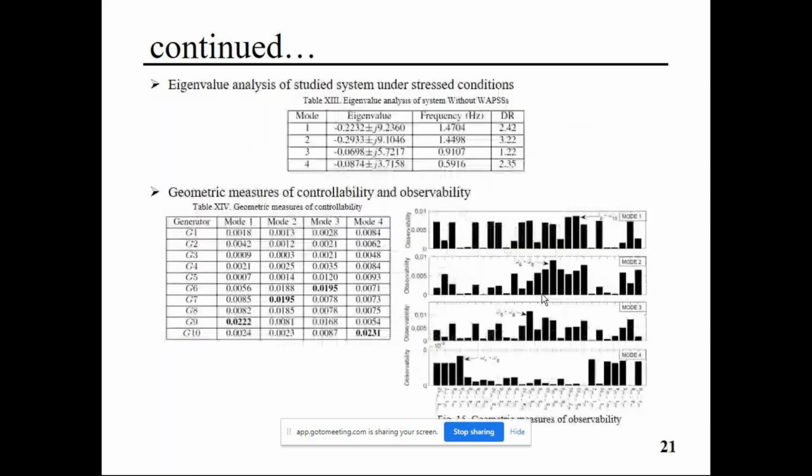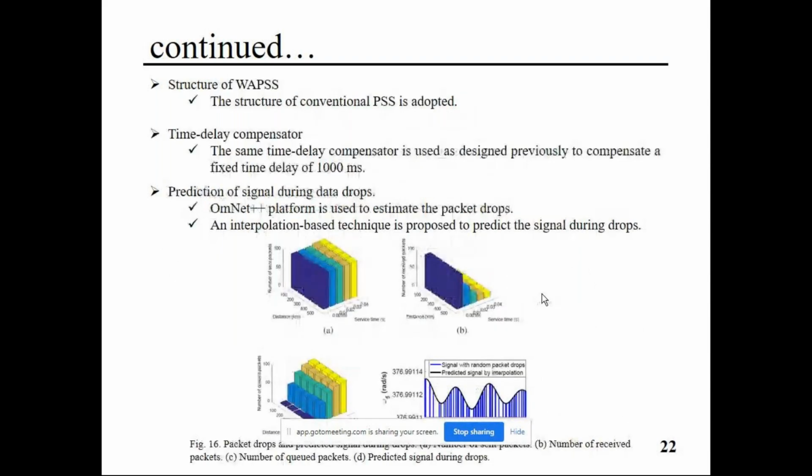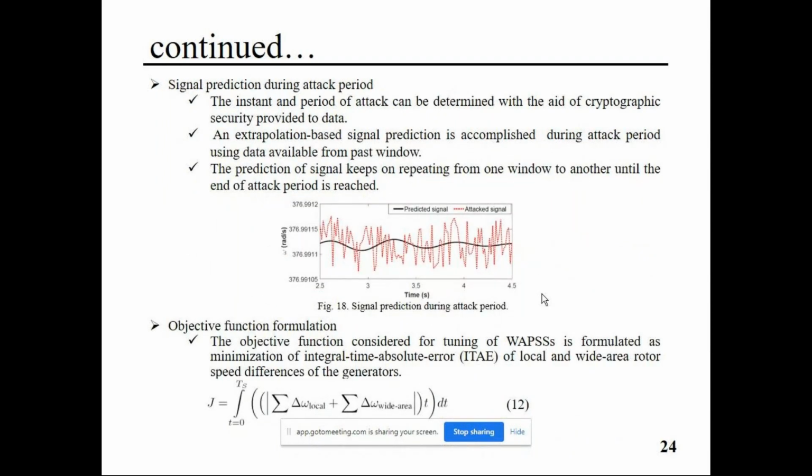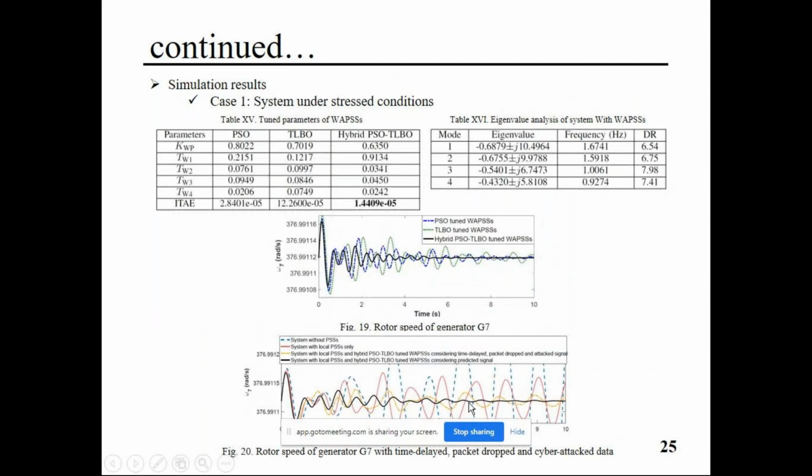So this is again your participation with respect to different modes and corresponding factors. I'm going very fast because we have a lot of things. Also, this is again the objective function when you formulate. Apart from the local speed information, rotor speed, you have the wide area information with respect to the particular time span when you take action, and then you go for the optimization in order to evaluate the constants by PSO, TLBO, hybrid optimization.